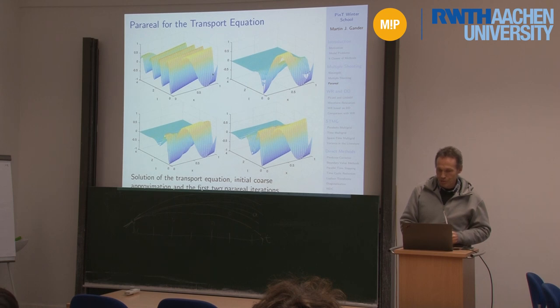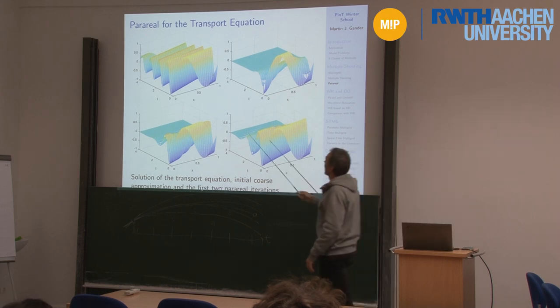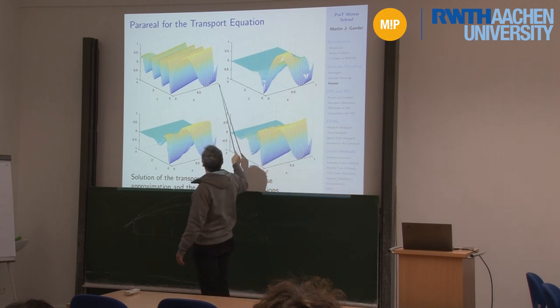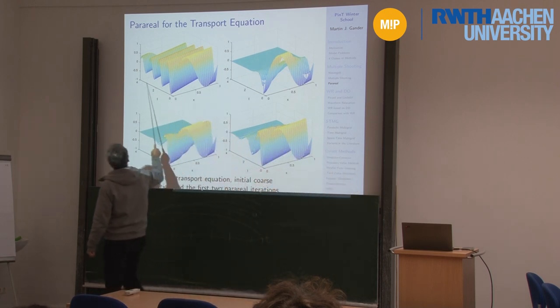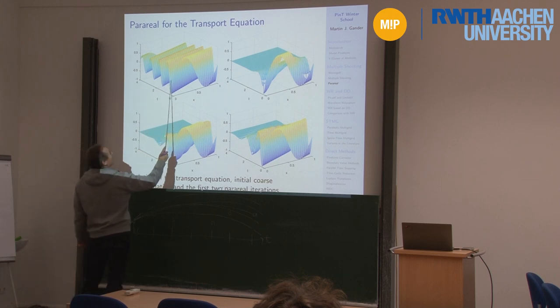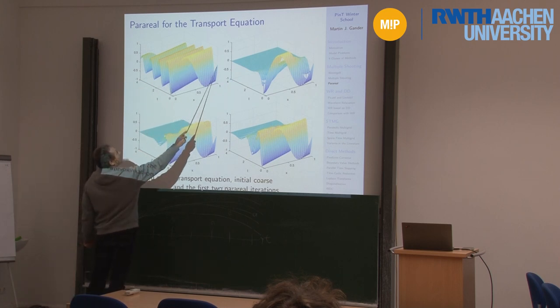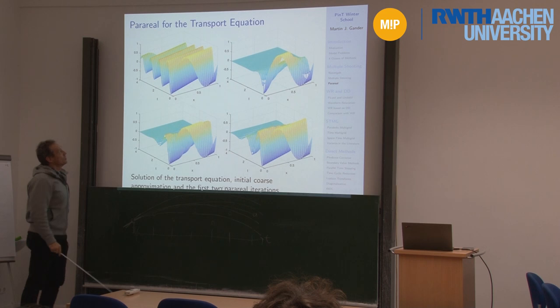What happens for a transport equation? Here is a transport equation. So I have the x direction here, and I have the time direction here. I start with some initial sine wave, and I solve the transport equation. Now you remember the transport equation just transports from the left to the right.